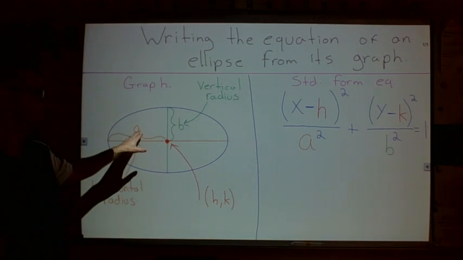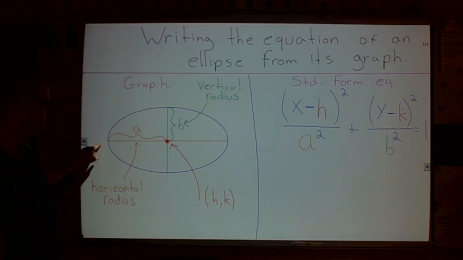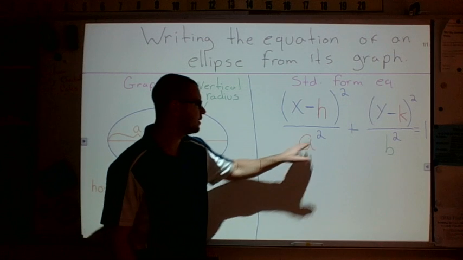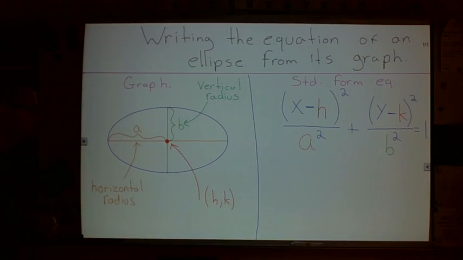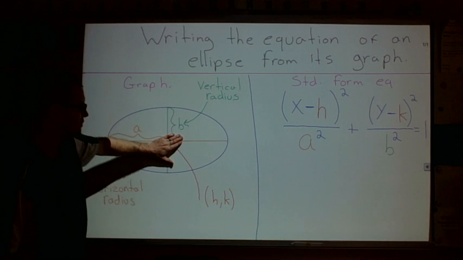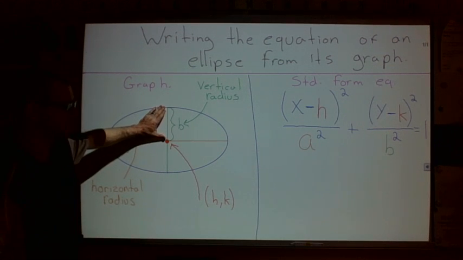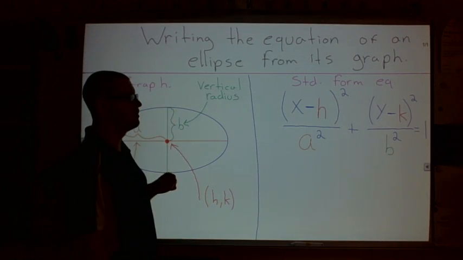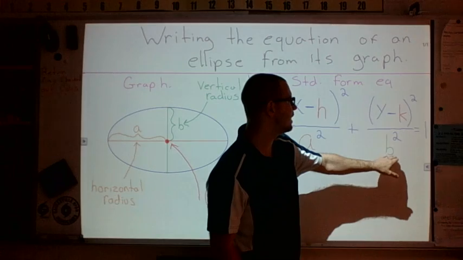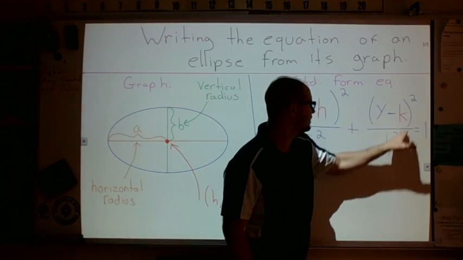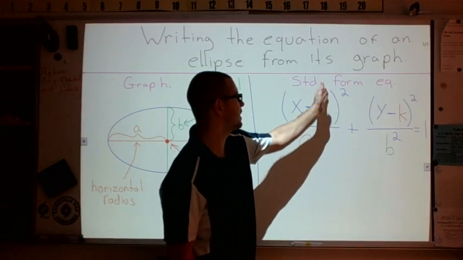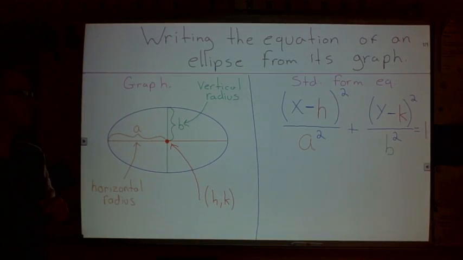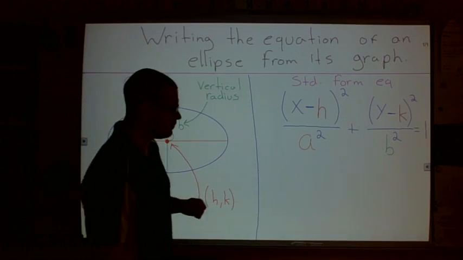The horizontal axis is a, and whatever my horizontal radius value is goes under the x minus h squared and gets squared. The vertical axis, b, could be the minor axis, could be the major axis. We don't know until we see the graph, but whatever that radius value is from the center out to the endpoint goes under y as b squared. And the reason it's squared on the bottom is because this exponent on the top actually groups the entire thing. Everything is inside opposite for these, which I'll talk about later in a different video.